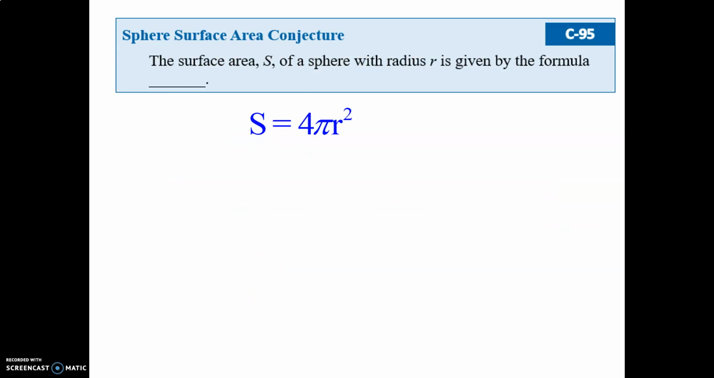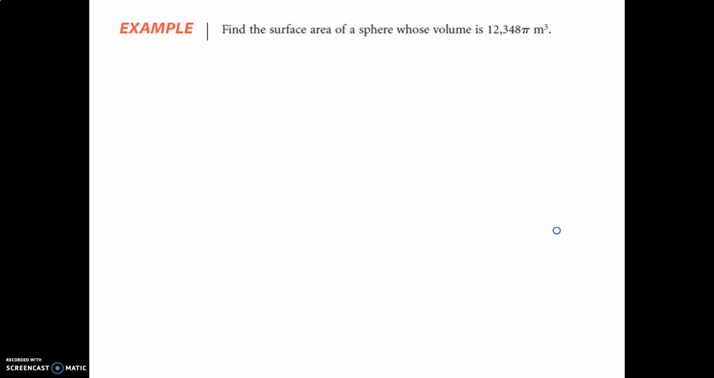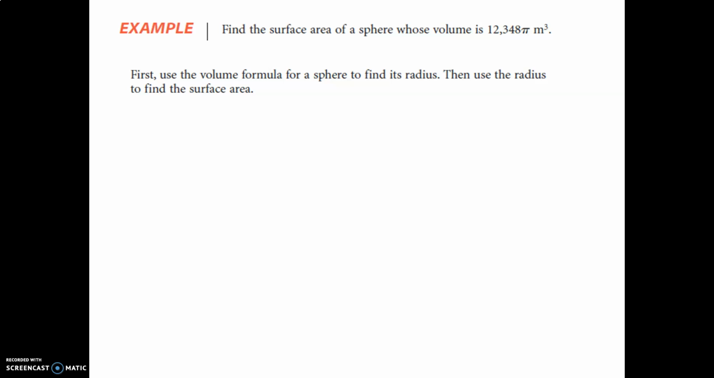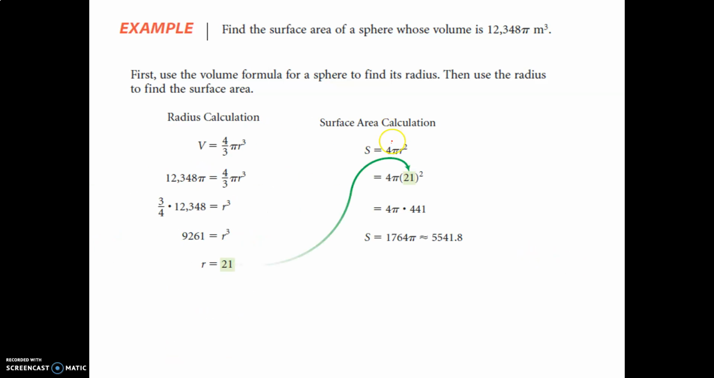So conjecture number 95 on your conjecture list, the surface area of a sphere is 4 pi r squared. And we have one example to illustrate this. Find the surface area of a sphere whose volume is given to me. So I said, first find the volume formula for a sphere to find its radius, then use the radius to find the surface area. Because, like here, if I want to find the surface area of this, here's my 4, here's my pi, but I don't know the radius. And they don't tell me anything about the radius in the problem. So I go backwards and I say, oh, they do tell me something about the volume. So let's work with that.